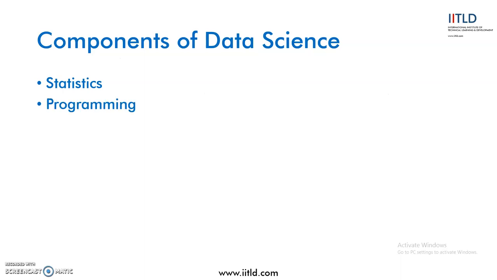Second thing is programming. Once you know stats a little bit, you can understand the data, and then you need a programming language. You remember in the previous slide, we spoke about computational power or computer science. So statistics is a part of math and stats, and programming is a part of computer science. To put it in a very simple way, you need a programming language to write a machine learning algorithm.